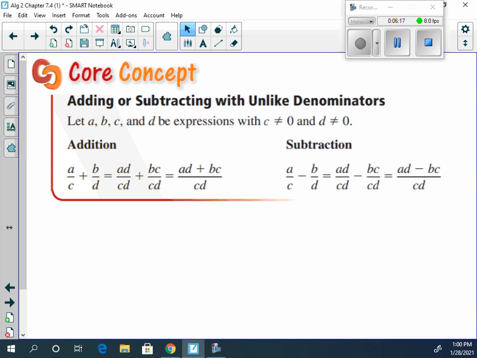So we like addition and subtraction, yes? At least for now. Unlike denominators. Because it's not always going to work out that the denominators are going to be the same. So we need to make the denominators be the same. Now, the way that we make the denominators be the same is using something called LCM.